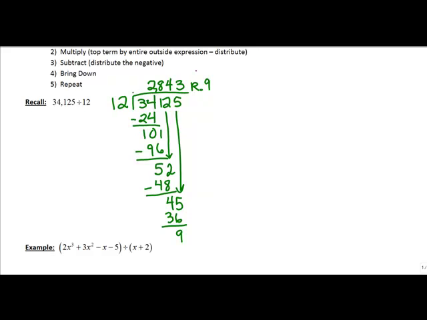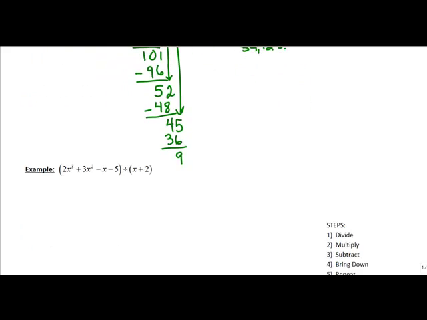Okay, so we found out that this does not divide evenly, which means 12 is not actually a factor of 34,125, and that's because we had a remainder. Alright, but our answer, or the quotient, the answer to a division problem, is 2,843 with 9 left over. Okay, so we're going to use that same process with this example.